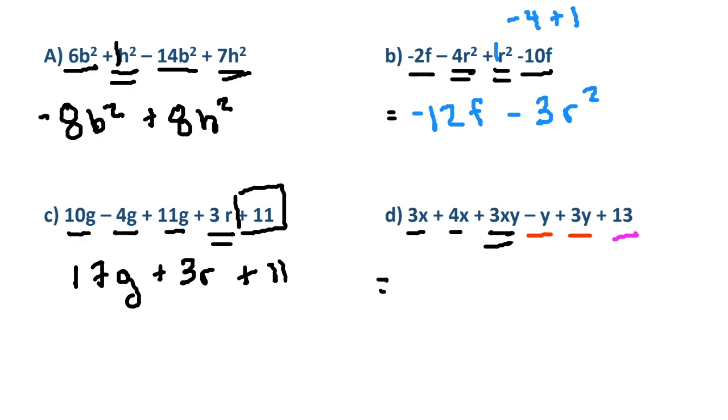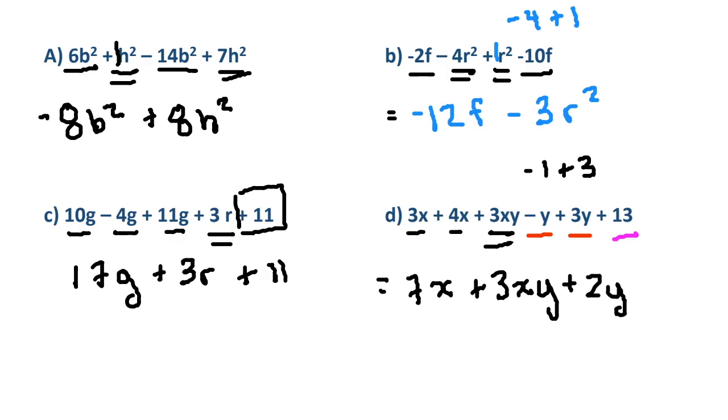Okay, let's combine the single line. So I have a 3 plus 4. So I get 7 X's. Then my XY, we're just going to leave as is. Then I have a negative 1. So again, we have a negative 1 plus 3. So negative 1 plus 3 is what you would type into your calculator, which is going to give you a plus 2y. And then my 13 can't be combined with anything else, so I'm going to leave it as a 13.